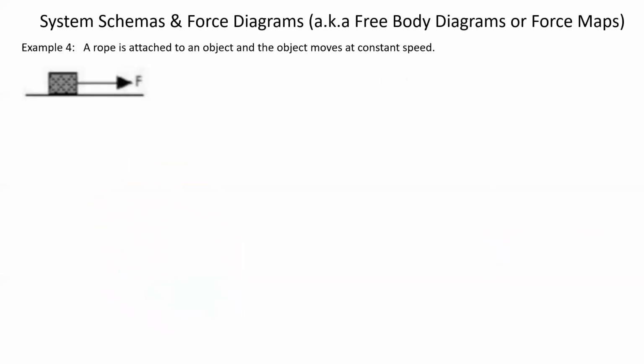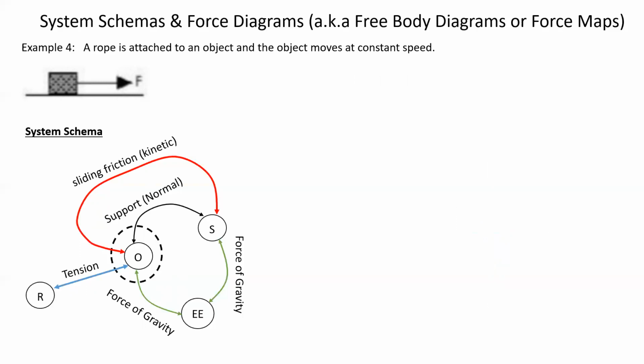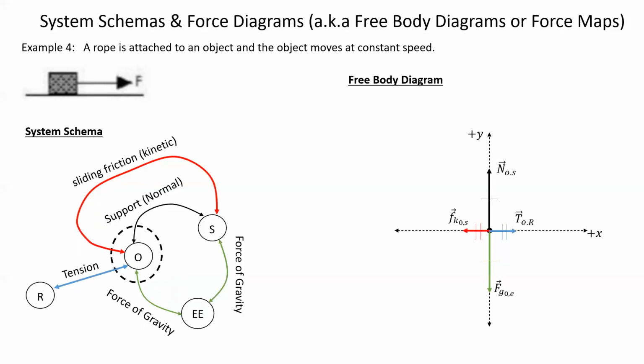Next example, example 4. A rope is attached to an object and the object moves at constant speed. So this time, instead of being a static friction force, it's a kinetic friction force. But other than that, the system schema looks the same. So now our force diagram will look the same, except instead of being a static friction force, it'll be a kinetic friction force. Again, if it's moving at constant speed in a straight line, it must be a balanced situation where we say it's in equilibrium. The net force must be 0. And so all the forces cancel one another.